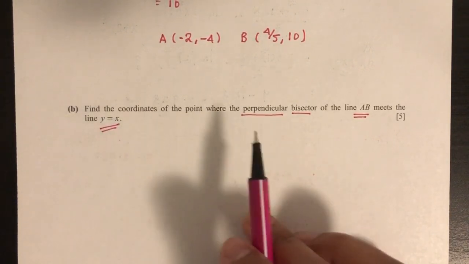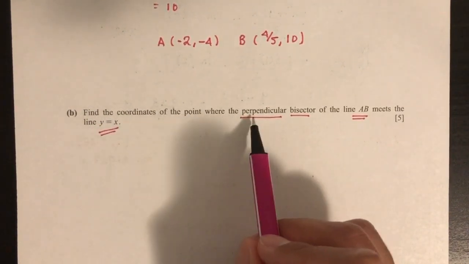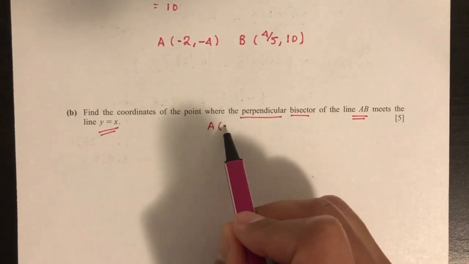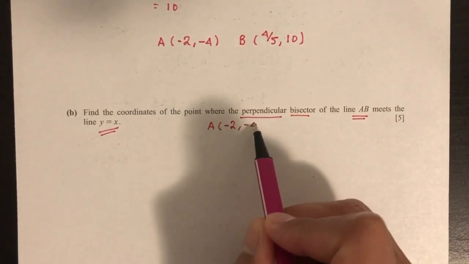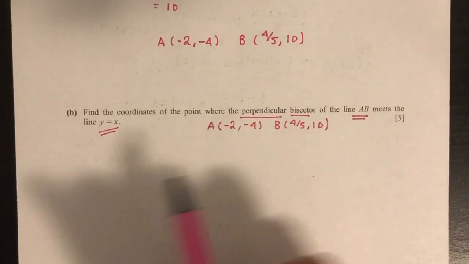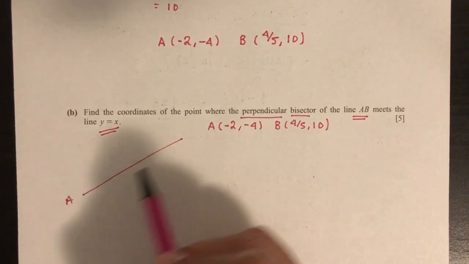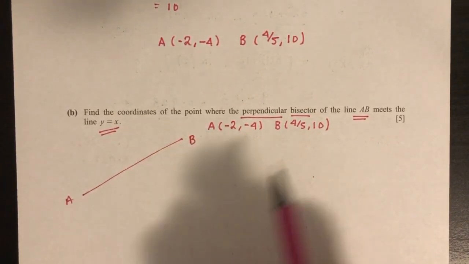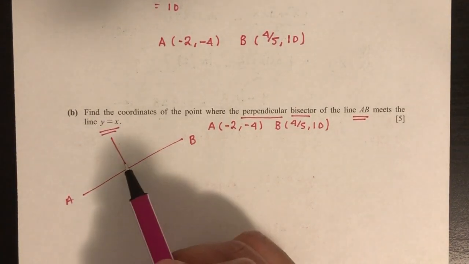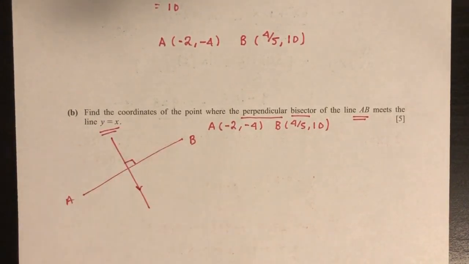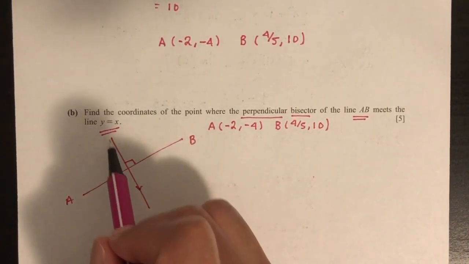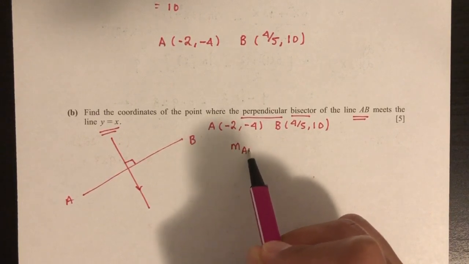So let's see, we have to find first the equation of the perpendicular bisector of the line AB. We have point A, minus 2, minus 4, and B, 4 over 5 and 10. We join these two points to form the line AB, and we have to find the perpendicular bisector of this line, the equation of the line which is at right angle to AB. So first we have to find the gradient of AB. Let's find m of AB first.